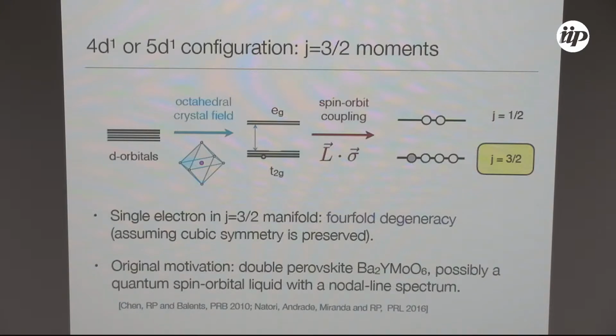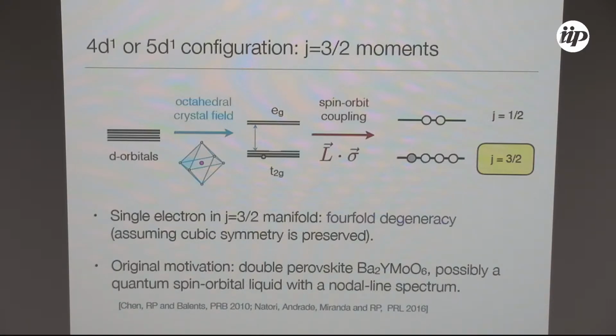But the motivation for thinking about the states with cubic symmetry actually came from this material. It's a double perovskite, where there is experimental evidence for no structural transition. The material remains cubic down to very low temperatures, and there we had quite a good number of experimental results that suggested this could be a spin liquid state. So we proposed a quantum spin orbital liquid of some exotic kind with a nodal line spectrum of Majorana fermions, but I won't talk about this. So the story here will be really about J equals 3/2 states and what kind of spin models we get for such systems.